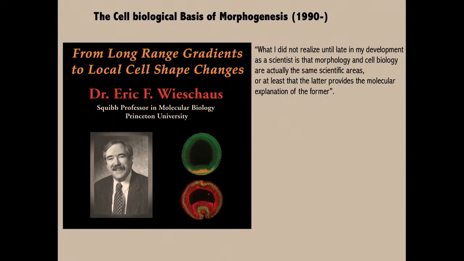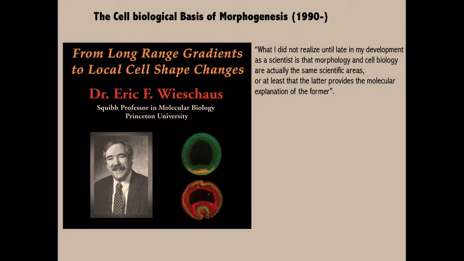actually made this sort of, I mean, sounds very intuitive now, but he said what I did not realize until late in my development as a scientist is that morphology and cell biology are actually the same scientific areas, or at least that the latter provides the molecular explanation for the former. So in a way, development went from looking at just genes as regulators of pattern formation or form to genes that regulate what cells do in animal tissues.